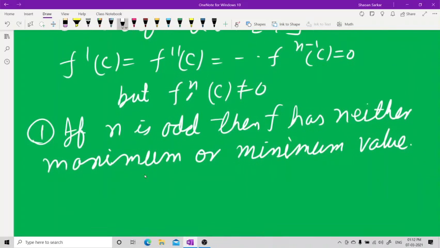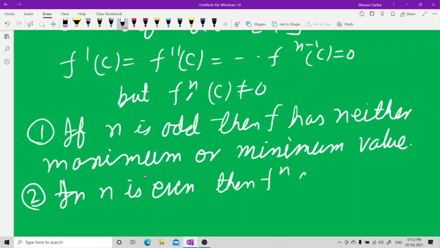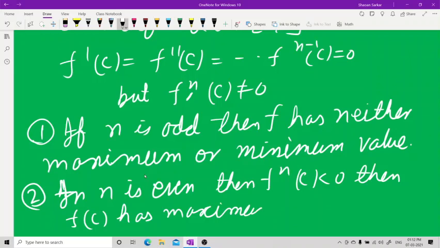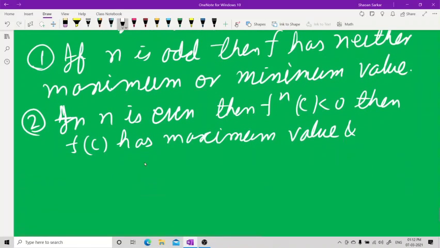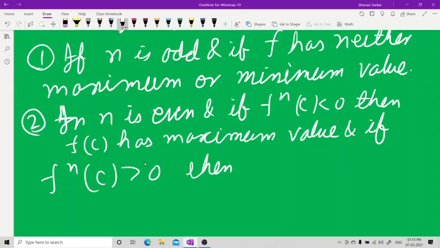Number 2 point, if n is even, then if f n c is less than 0, then fc has maximum value. And if n is even and if f n c is greater than 0, then fc has a minimum value.